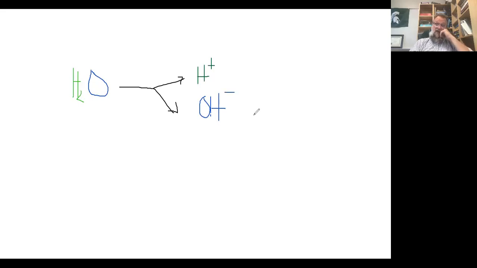Which carries a negative charge. And those are the 2 ions that you create. And pH is parts of hydrogen. It measures how much hydrogen is in the environment. So the more hydrogen you have, the more acidic it becomes. Vice versa, the more hydroxide you have, the more basic it becomes.